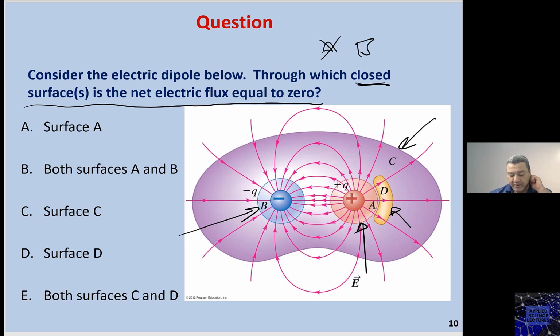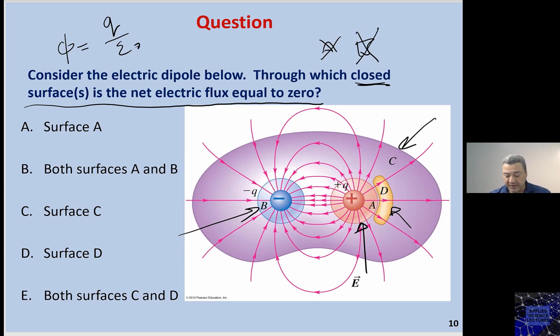Let's evaluate B. B looks like a closed surface of a sphere shape. However, it does have a negative charge inside, and we know that the flux based on Gauss's law equals the charge enclosed within that surface divided by the permittivity. So in this case, the flux for surface B would be negative. There is a charge and it will be a negative number. So B is not zero.